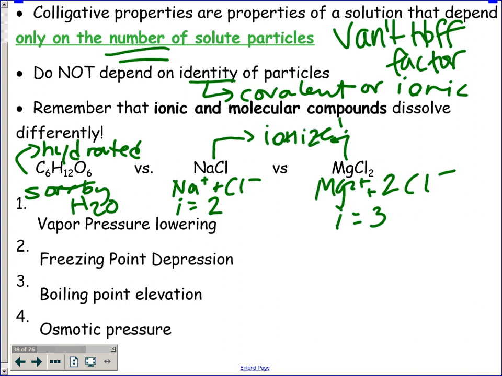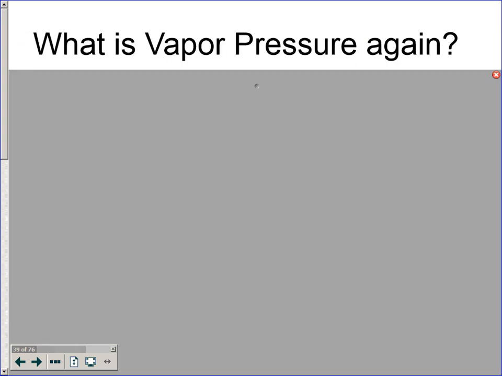Okay, colligative properties are properties of what? Solutions, thank you. So we have to know kind of what's going into solution to make this change occur. So before we jump into vapor pressure, what is vapor pressure?